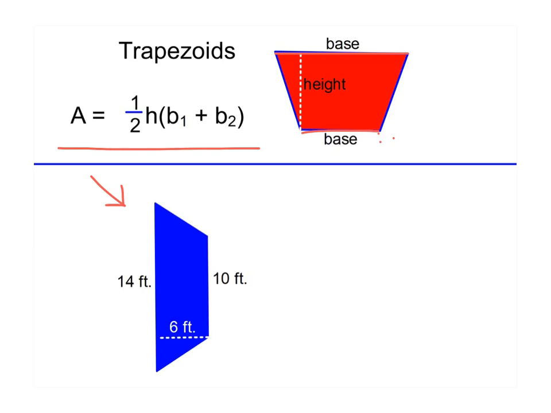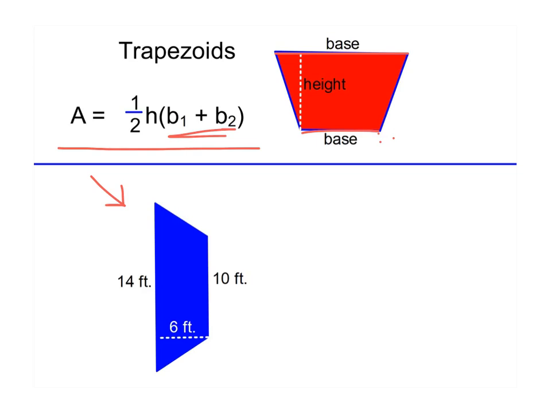Okay, so we have 1/2 times the height. So the height is the part that's perpendicular to your bases. So you have to figure out what half of that is. You can either take the height times 1/2, or you could do the height divided by 2. That means the same thing. Okay, and then you'll see that's right up next to the parentheses here where we are adding those bases together. So base 1 plus base 2, and then you multiply that by half of the height.